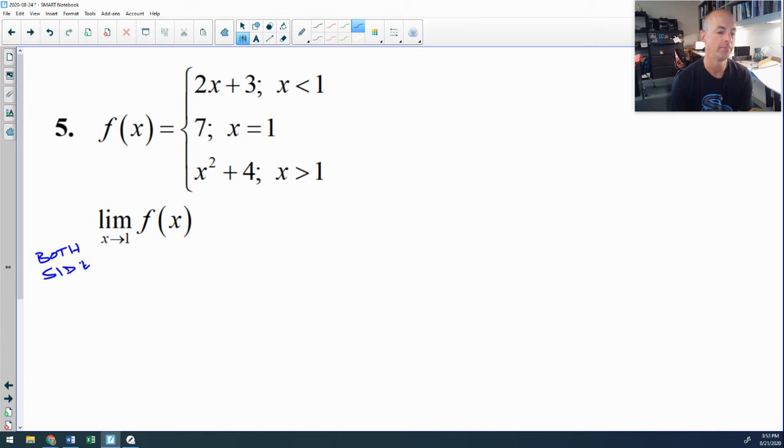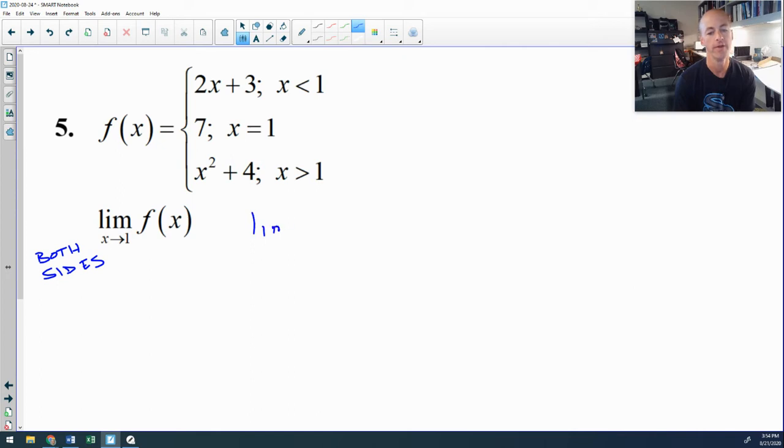Now, the thing that a lot of people who are new to limits will want to do is they'll say, well, it's not asking for left or right, so when x is equal to 1, it's got to be 7. Except limits don't care what's happening at the x coordinate. Limits only care what's happening left and right. So we actually have to work out two limits here.